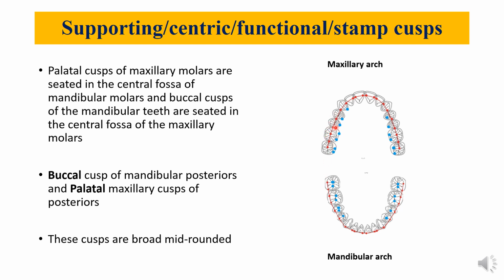So the palatal cusps of the maxillary arch are said to be the functional cusps, and in the mandible the functional cusps are the buccal cusps of the mandibular posterior teeth. When these contact in the central fossa, these cusps are broad and mildly rounded. They are not sharp because they are always in function. They take part in functions like chewing, even when you're talking sometimes, so they have a broad, mid-rounded surface.